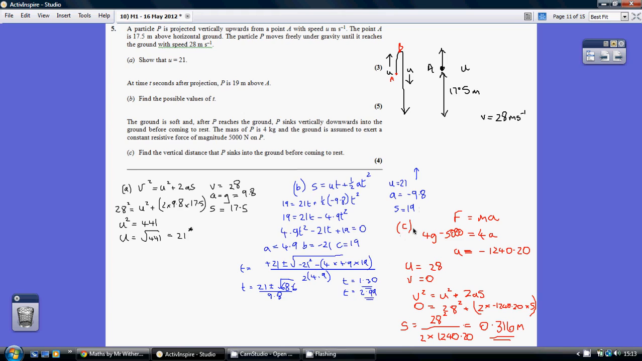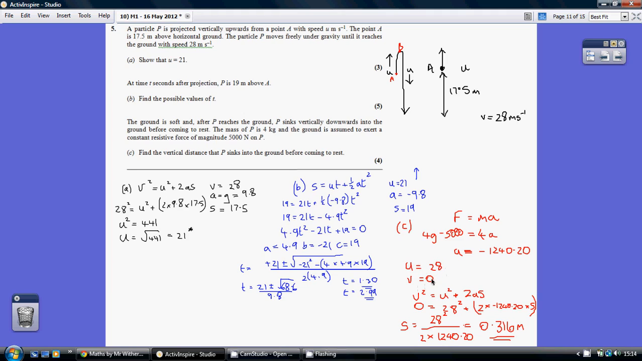Now for part C, we start off with Newton's second law, F equals ma. The forces involved as the particle impacts the ground are the weight of the particle, so the mass is 4, so 4g, less the resistive force of 5,000. So the net force is 4g minus 5,000, and this equals the mass times the acceleration. This allows us to work out that the deceleration is actually minus 1240.20.